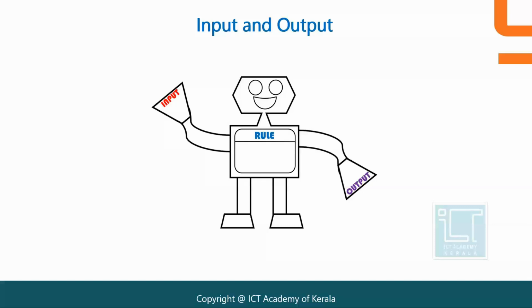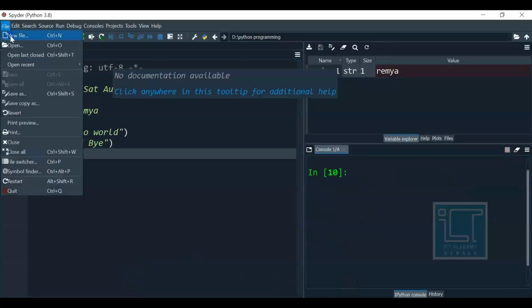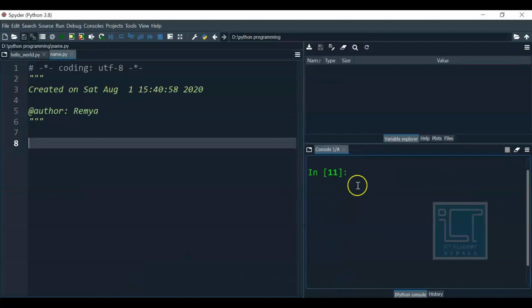In a computer system also, program code will accept some input, process that input, and you will get the desired result. So let's see an example for this. Your exercise question is to read and display your name. So let's go to the Spyder, take a new file, and the best practice is to clear your console. Okay, now my console is clear.